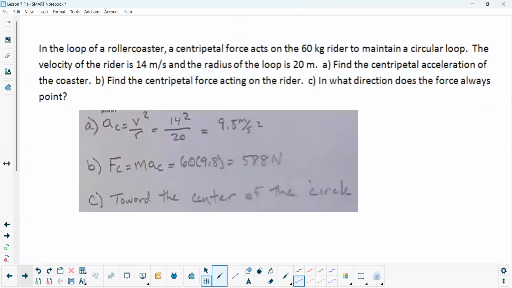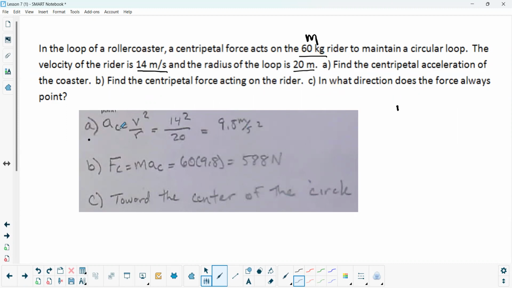And then the next problem deals with F_c and centripetal force. This problem reads: in the loop of a roller coaster, a centripetal force acts on a 60 kilogram rider, so 60 kilograms, that's a mass again, to maintain a circular loop. The velocity of the rider is 14 meters per second, and the radius of the loop is 20 meters. We want to find the centripetal acceleration of the roller coaster, then find the centripetal force acting on that rider. And finally, in what direction does the force always point?